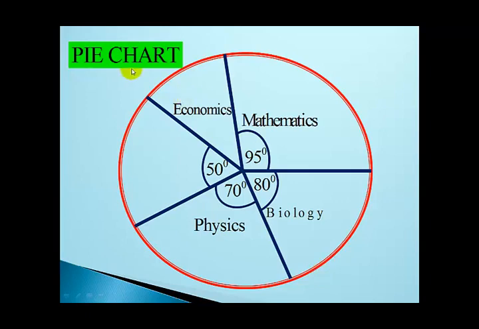Now, this is the given pie chart. We have mathematics, economics, physics and biology. The angles are shown. The angle for mathematics is 95 degrees. The angle for biology is 80 degrees. The angle for physics is 70 degrees. The angle for economics is not given. And we are also given an angle of 50 degrees.